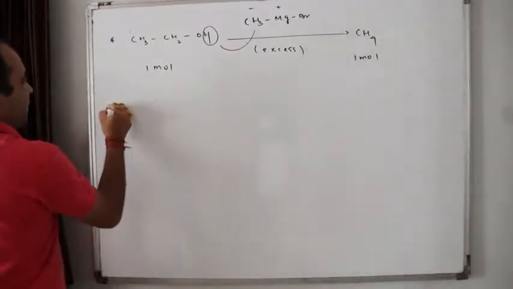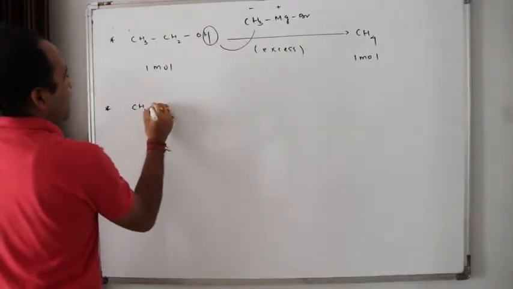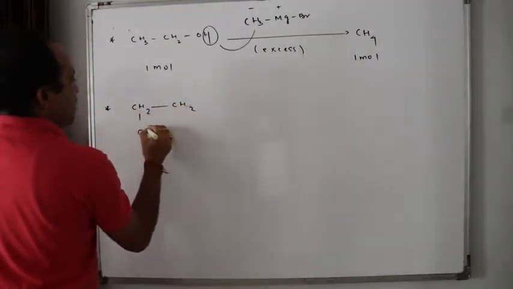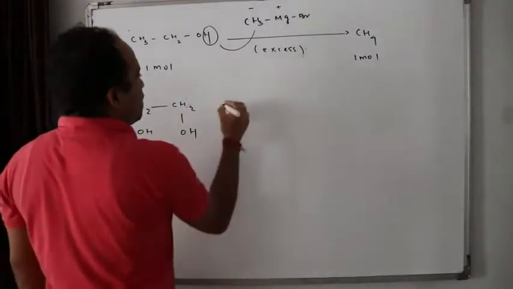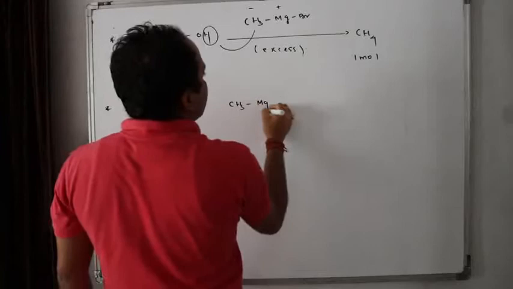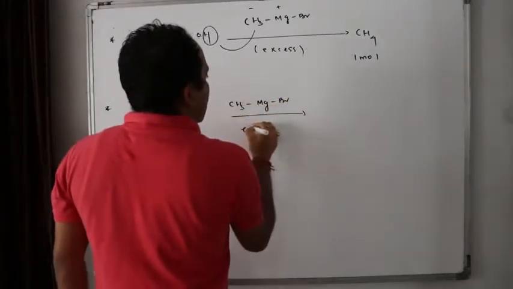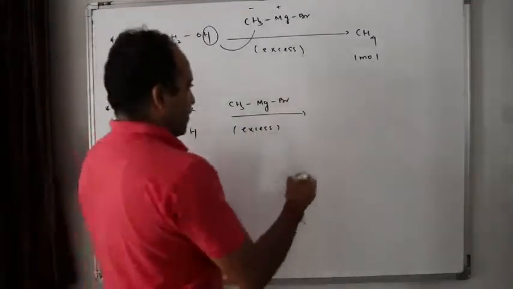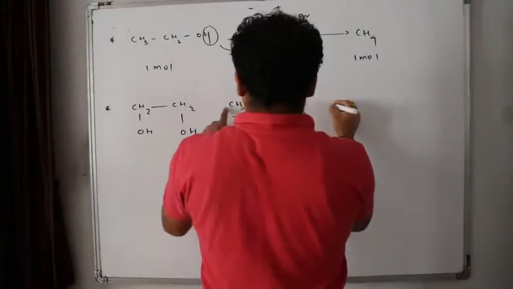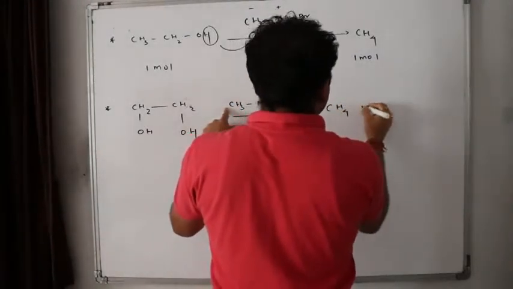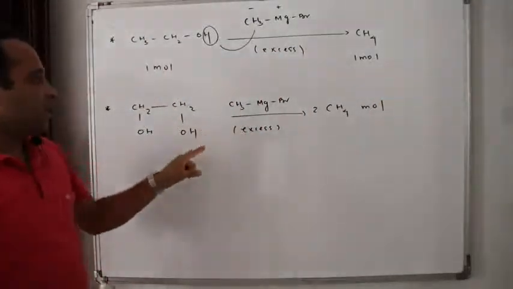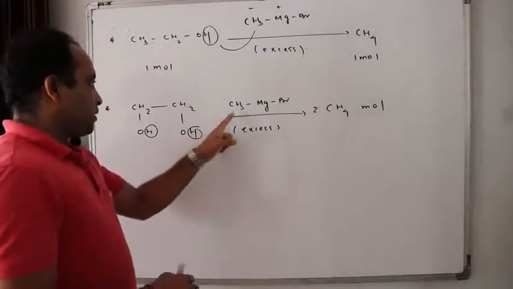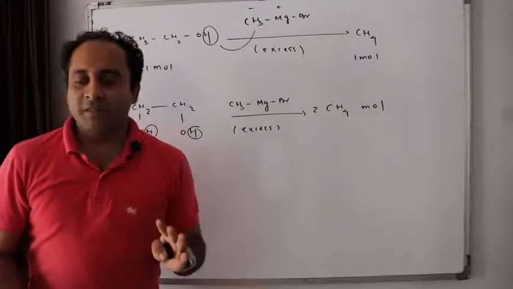Isn't it? Now, for example, if I take here, let me make this 2 and OH, OH. If I use excess Grignard reagent, Grignard reagent is in excess. What will happen? It will replace these replaceable hydrogens. What will I get here? CH4, 2 moles. Why 2 moles? Because excess is there, 2 replaceable hydrogens are there. It can give H to this CH3 and it becomes CH4, isn't it? You understand or not? Clear?